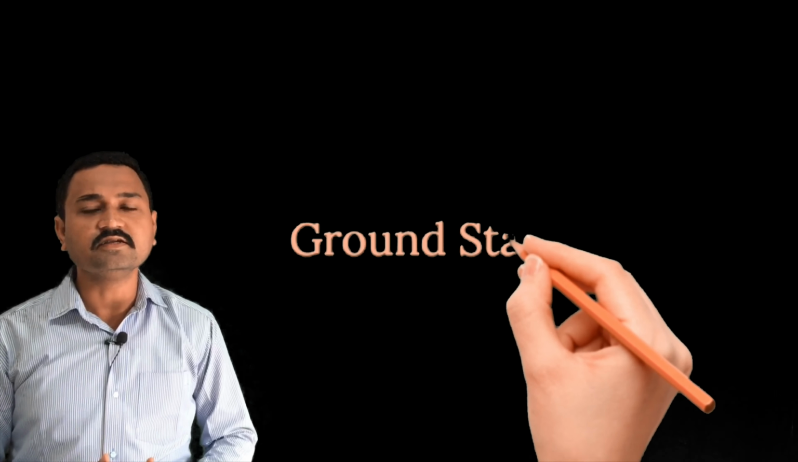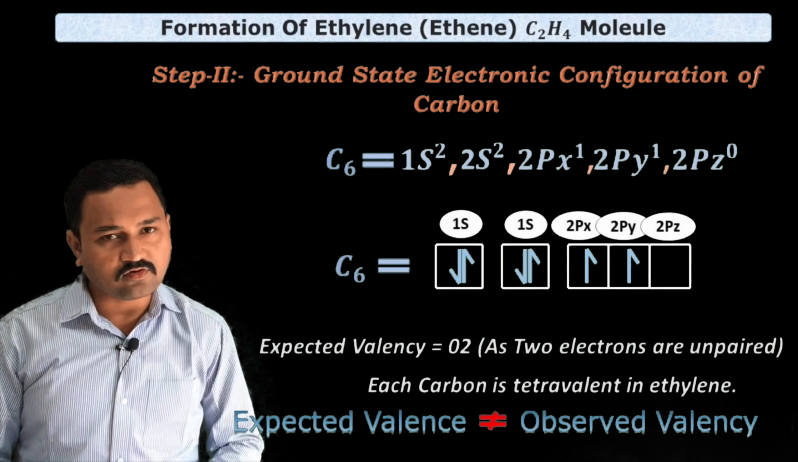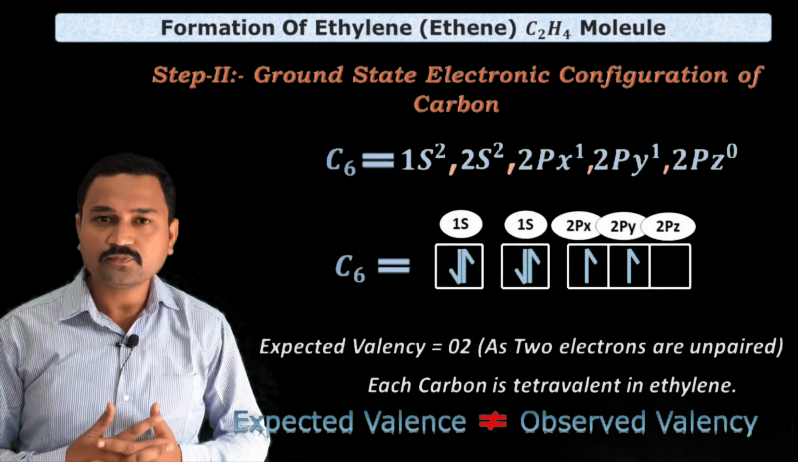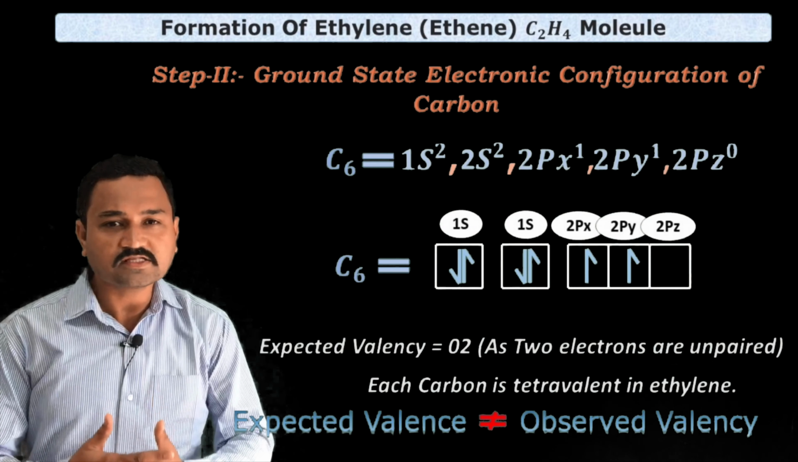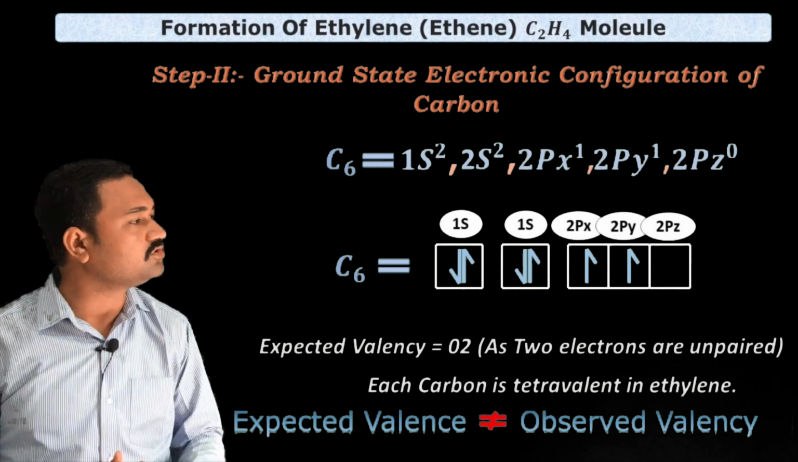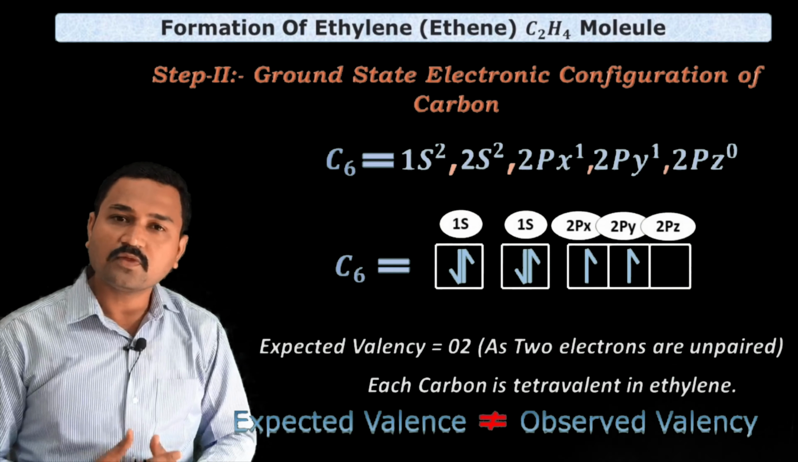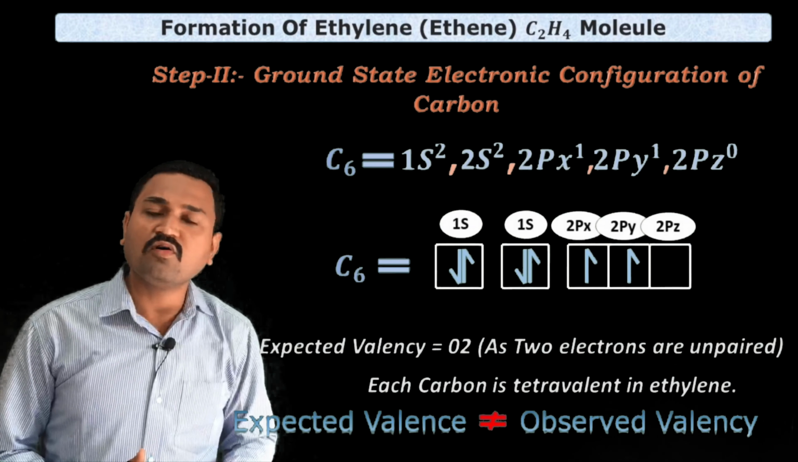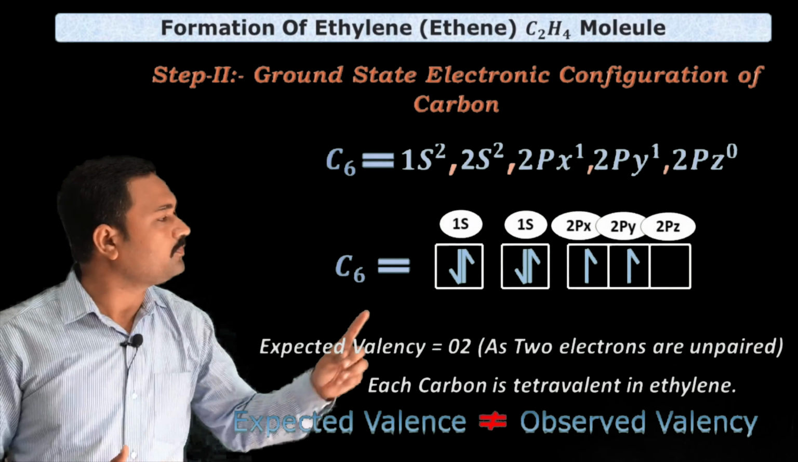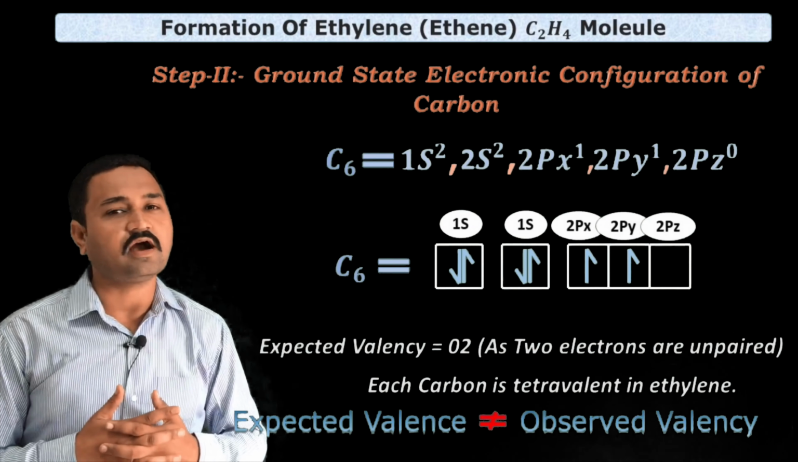So now let us consider the ground state electronic configuration of the carbon atom. We know that the carbon atom has atomic number 6. The ground state electronic configuration will be 1s2, 2s2, 2px1, 2py1 and 2pz0. For our convenience I have shown the ground state electronic configuration in this square box form. After observing it, we know that the carbon atom contains only 2 unpaired electrons in the 2px1 and 2py1 atomic orbitals. So the expected valency of carbon is 2.